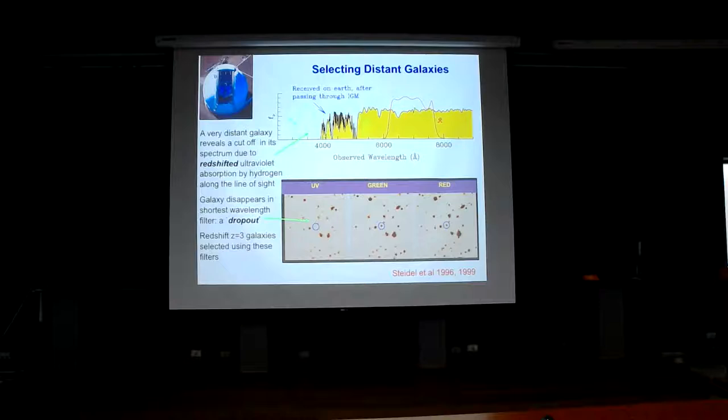These other galaxies, which you can see are still present in the ultraviolet image, are in the foreground. They're not as far away. So we can use this three-filter technique to locate, in this particular case, galaxies at a redshift of three. That's the stretching of the light that brings this ultraviolet filter into view.